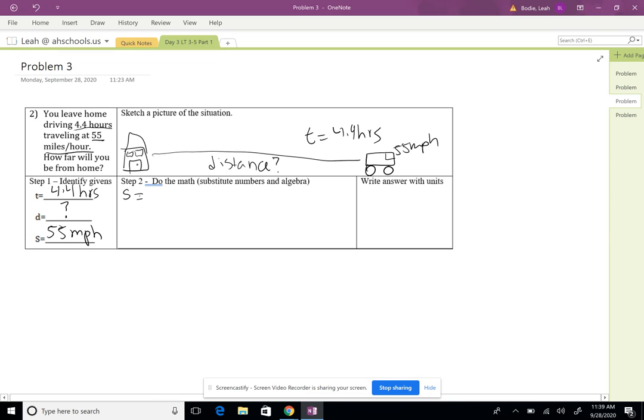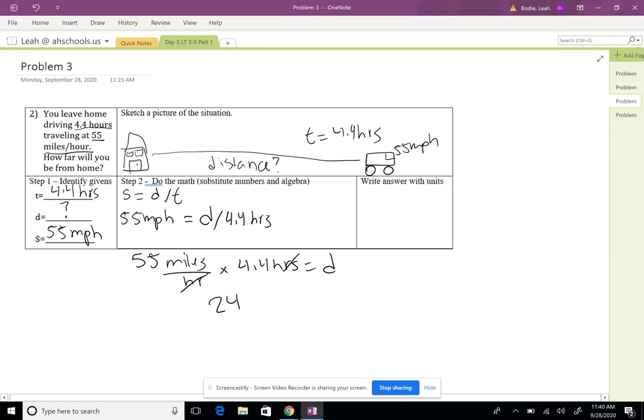So this is where, again, it's helpful to write out our equation. Speed equals distance divided by time. So we have our speed of 55 miles per hour equals our distance, we don't know that yet, divided by our time of 4.4 hours. So now I'm going to go down here a little bit: 55 miles per hour times 4.4 hours equals our distance. And so we can see here our hours are going to cancel out. So all we have to do is take 55 times 4.4, which gives us 242 miles, which is our distance.